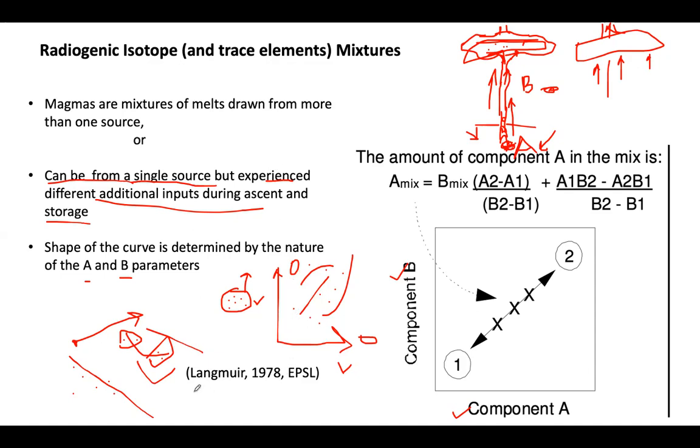But this type of mixing calculations and mixing studies were extensively done by a researcher called Langmuir, a US scientist, and his group. He recognized some mixing patterns with respect to various compositions of many samples, because you don't know what kind of interactions they have suffered during their ascent. So he collected so many samples at different settings and came up with some mathematical models. This was published first in 1978 in Earth and Planetary Science Letters, a prestigious journal dedicated to Earth science. So this paper was published.